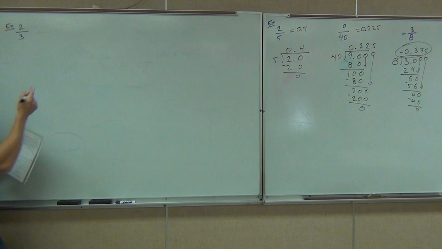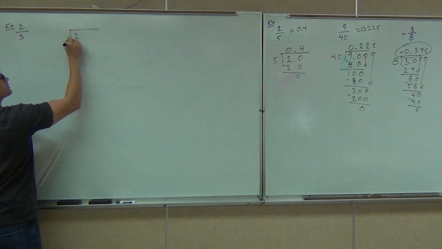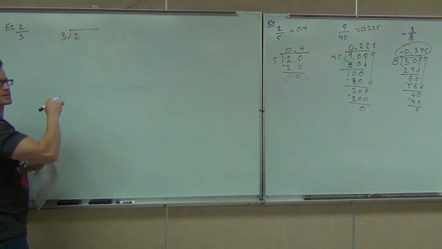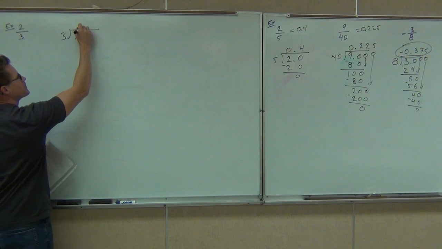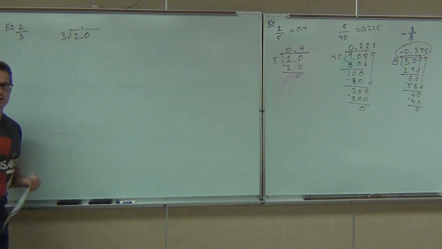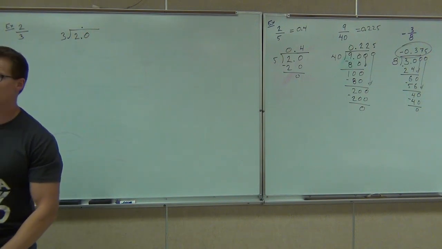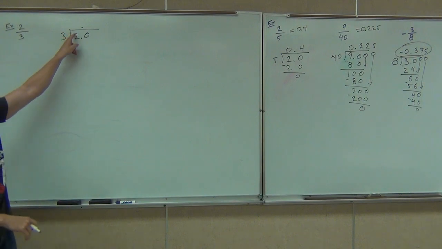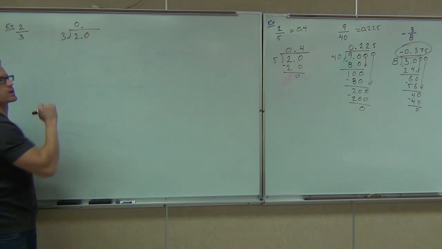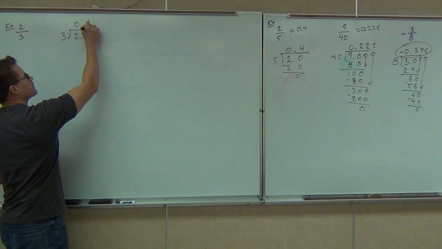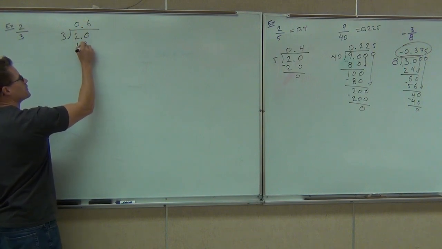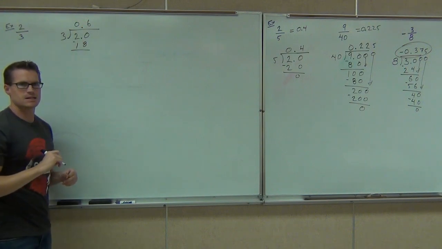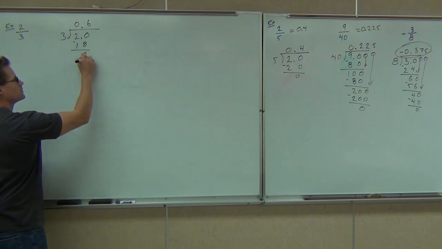So here, on this problem, we'd have our 2. No problem. We'd have our 3, just like last time. We put our decimal place in both spots and we put a 0. Well, let's work this one together. How many times does 3 go into 2? Well, 0 times. 3 into 20? How many? 6. I get 18. I subtract, I get 2.